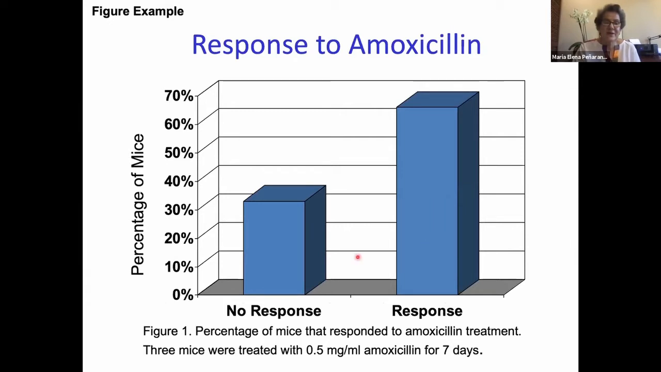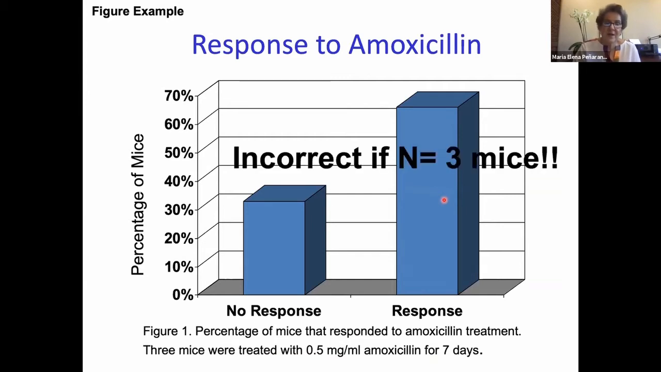And here's the exaggeration of an article that had three mice, one didn't respond and two responded. Percentage of mice that responded to amoxicillin treatment, with three mice treated with 0.5 milligrams of amoxicillin for 6 days. No, you don't do a graph. This is a little exaggerated, but if you have only 10 cases, a few cases, you don't do a whole graph. You just say out of the 10 studied, this was found. Unless you have multiple data for these 10 people, then you'll do a chart.